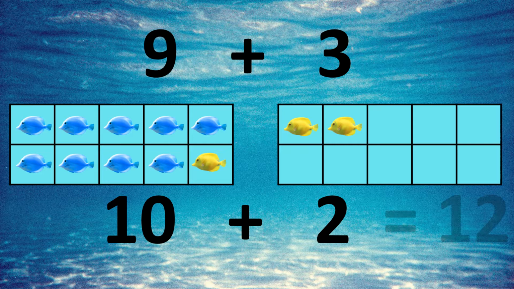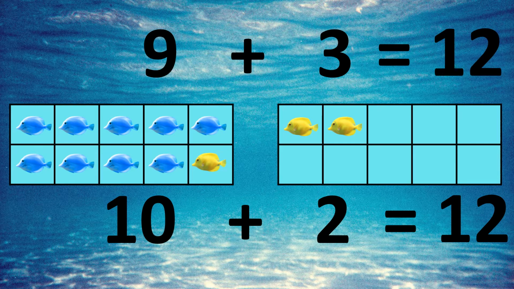10 and 2 is 12. If 10 and 2 equal 12, 9 plus 3 also equal 12. Remember, we didn't add or take away any fish to the total, we just moved them around. So the total number of fish stays the same.